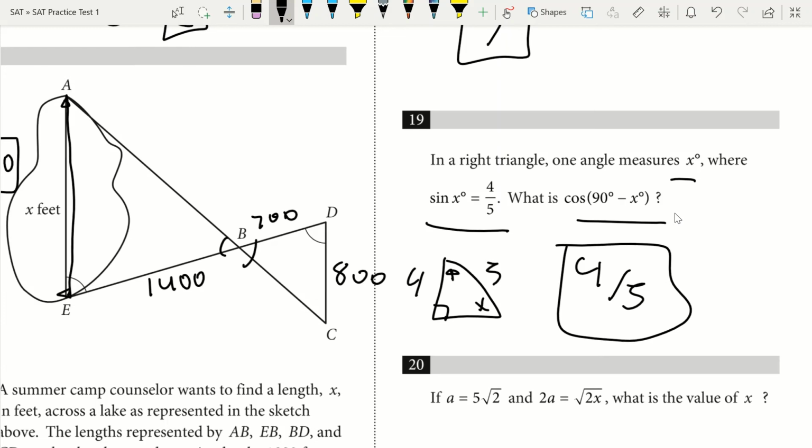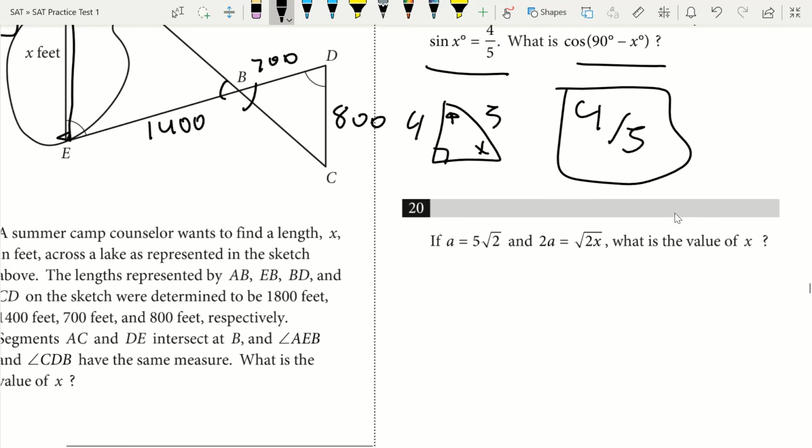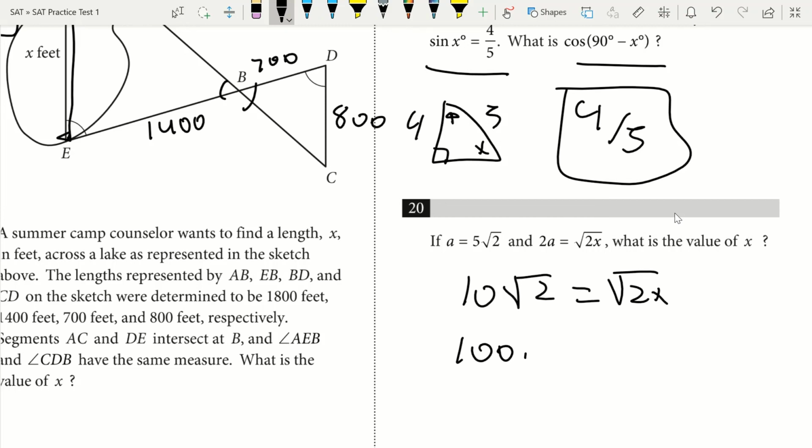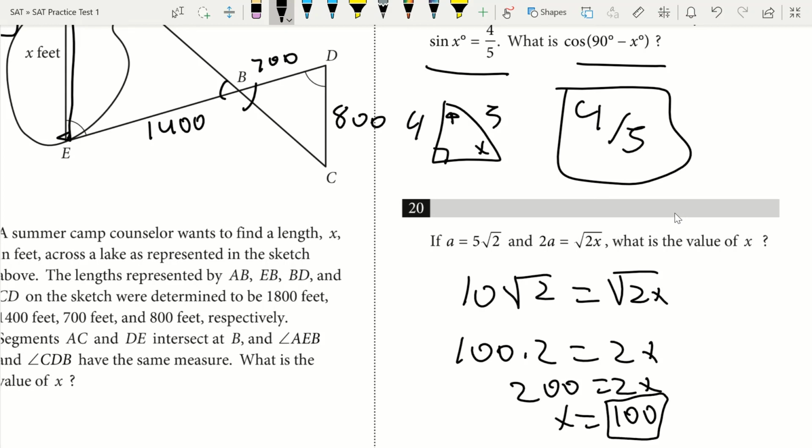All right, question 20, if a equals 5 root 2 and 2a equals square root of 2x, what's the value of x? Well, we'll go 2 times a. 2 times a is going to give us 10 root 2 equals root 2x. I go ahead and square each side. 10 squared is 100. Root 2 squared is 2, and that's going to give me 2x. So now I have 200 equals 2x. I divide each side by 2, and I will get x equals 100. So my answer is going to be 100.